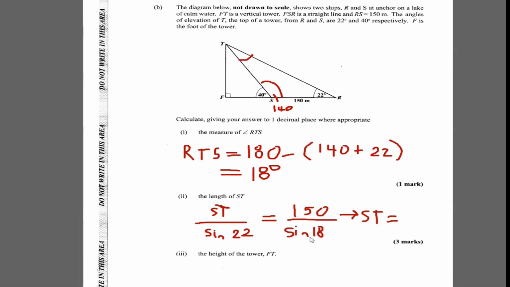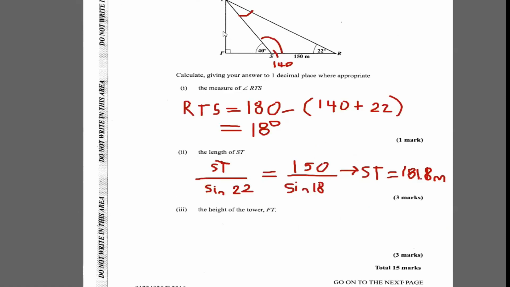That's 181.8 meters. So ST is 181.8 meters. Nice. Now that we have ST, ST is the hypotenuse in this triangle, so now that we have ST or TS, we can find the height of the tower FT.